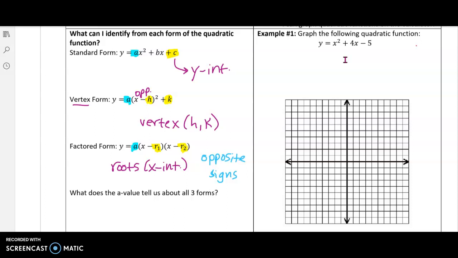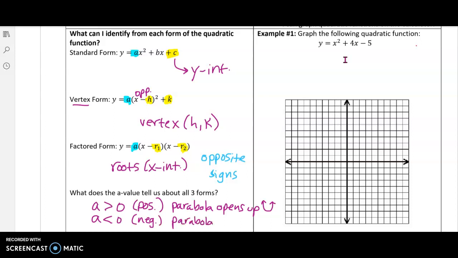If the a value is greater than 0, that means that it's positive, right? Anything bigger than 0 is positive numbers. That means the parabola opens up. I'm going to draw a little picture of what a parabola that opens up looks like. And if a is less than 0, that means the a value is negative, then the parabola opens down. I'm going to draw a little picture of that too. Notice that the arrows go down as well, right?